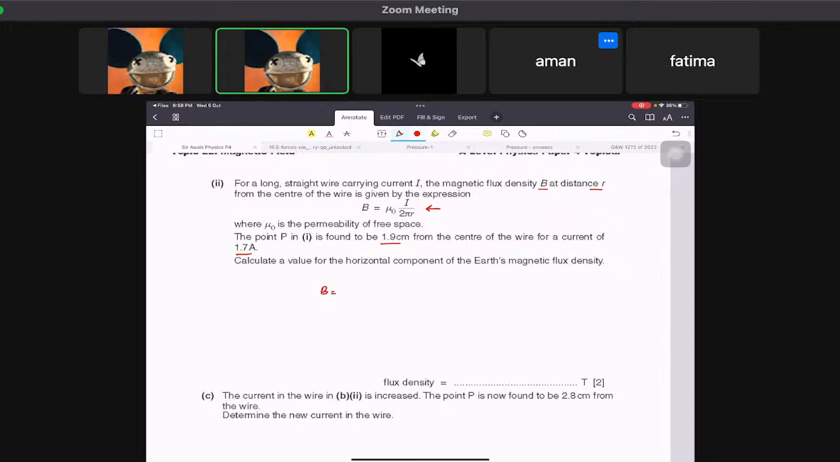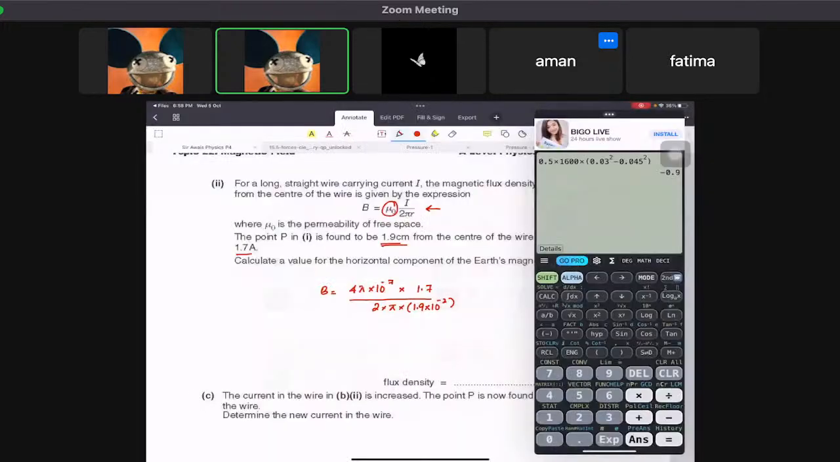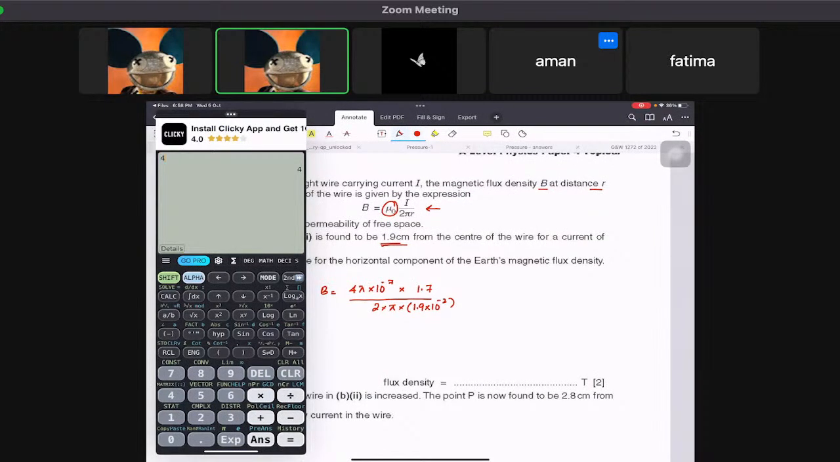You have to remember that mu naught is 4 pi times 10 raised to minus 7. The current in this was 1.7, divided by 2 times pi times the radius, which is 1.9, so 1.9 has to be converted to meters, and then you can simply solve this. Like I said, you don't even need to remember this equation, but the value of mu naught is very, very important. So this would be 1.7 divided by 2, divided by pi, and divided by 1.9 times 10 raised to minus 2. So this is going to be 1.8 times 10 raised to minus 5 Tesla. Is it clear?